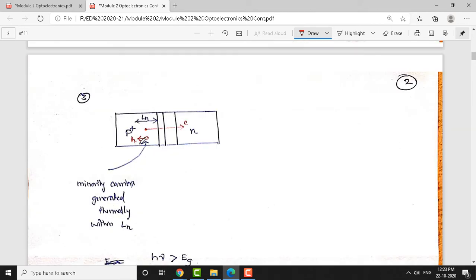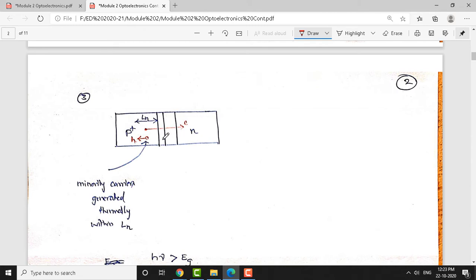Similar thing will happen even in the neutral p region also. The carriers generated due to the incident light in the neutral p region, within this diffusion length Ln, are considered. Ln is nothing but the average distance an electron can travel before it recombines with the holes. So, the charge carriers generated within this Ln, due to the diffusion process, may enter the depletion region, and from there onwards the field will take care.